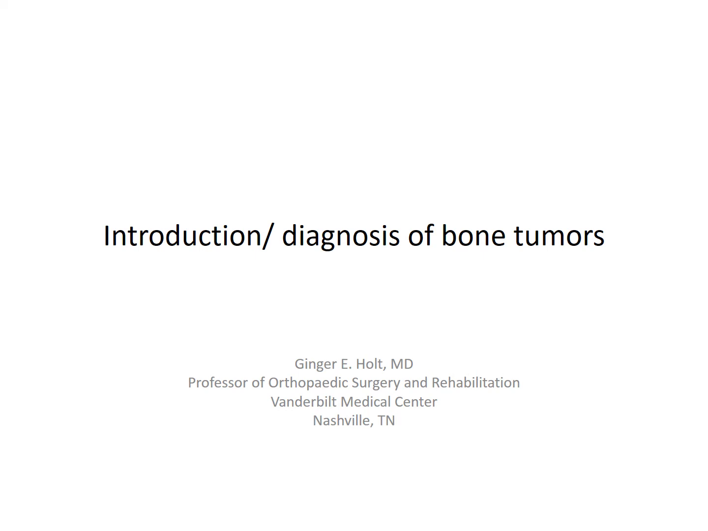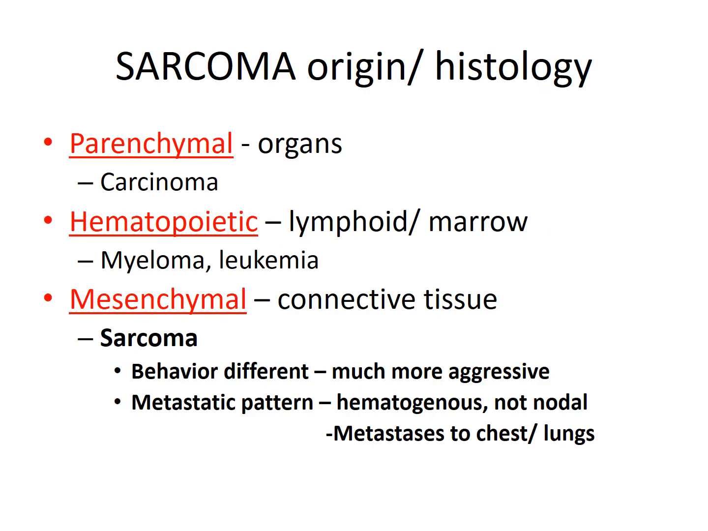This is an introductory lecture to the diagnosis of bone tumors. One of the first considerations in looking at a bone lesion is whether it's primary or secondary. This is important because these types of tumors behave differently and are treated differently.